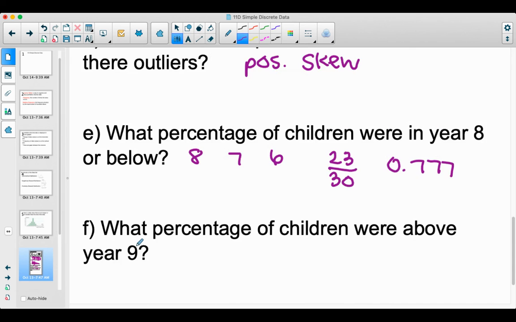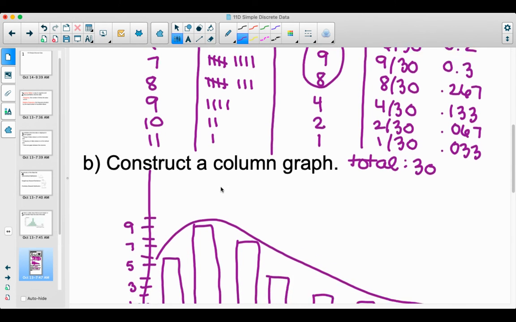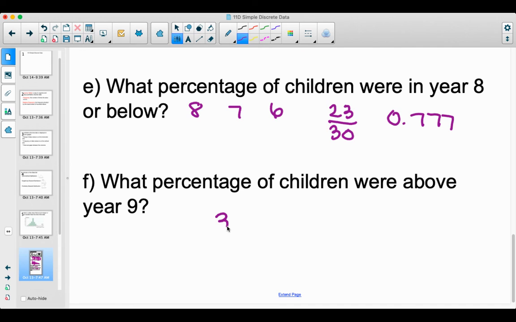And then what percentage of children were above year 9? So that does not include 9, which means it's just 10 and 11. So there's 3. And so then we would have 3 out of 30, which is 0.1 or 10% of the children.